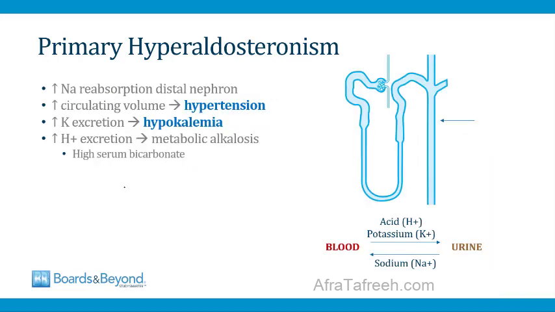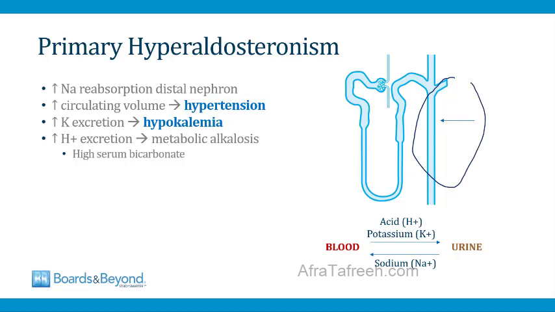To understand the clinical features of hyperaldosteronism, we have to review what the hormone aldosterone does. It functions in the collecting duct of the nephron, and it increases sodium resorption from the urine so that there will be increased sodium in the plasma. Anytime you reabsorb more sodium from the nephron, that will increase the circulating volume in the body, and that will lead to hypertension. Aldosterone also promotes potassium excretion in the urine, so patients with hyperaldosteronism can develop hypokalemia.